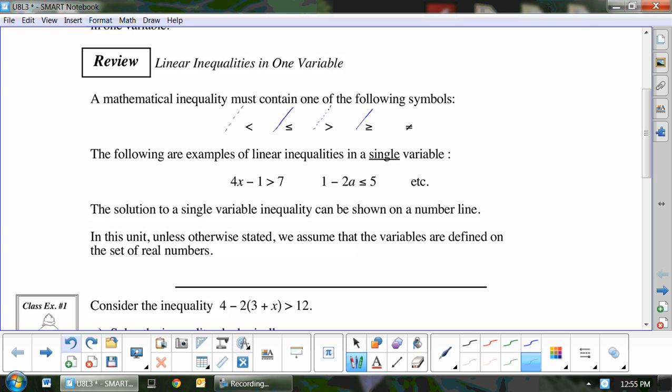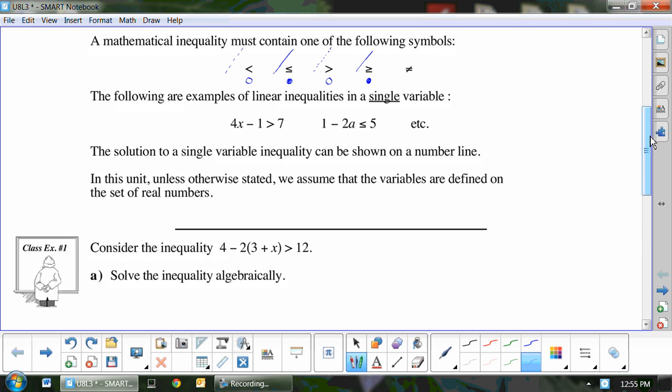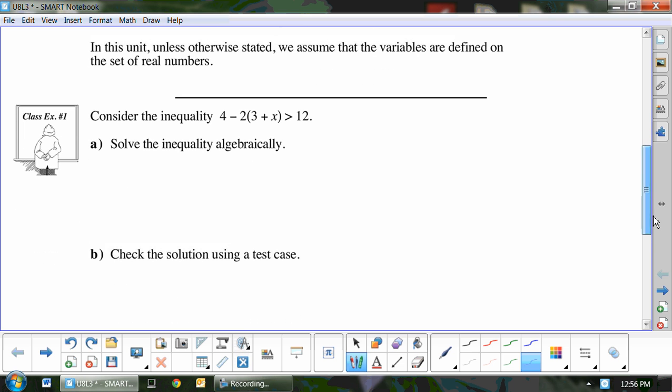If we're working with number lines, if it's not including the equal to, we do an empty circle like this. And if it does include the equal to, like greater than and equal to, or less than and equal to, we do a filled in circle. Okay? So, as a bit of review, we're going to do a problem that just has one variable in it. So it's just going to have x. So just a quick recap on how to solve these.